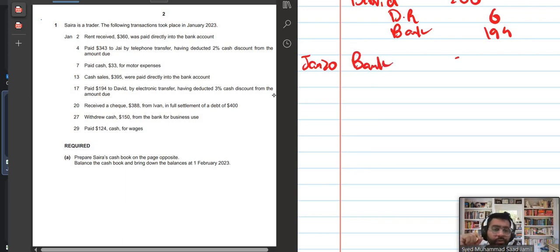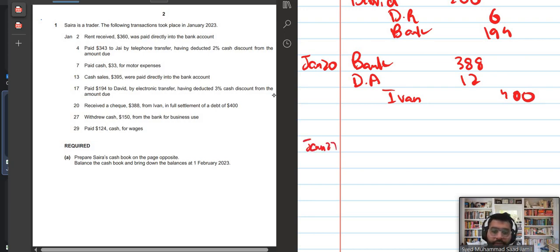388. The check is of $388. But the amount, the debt was of $400. Where is this extra $12 going? This is going to be discount allowed. This is the discount we allowed Ivan, 12. And Ivan, since he was our asset, because he was our trade receivable, but our trade receivable is now decreasing and asset is decreasing, so credit by 400. Okay.